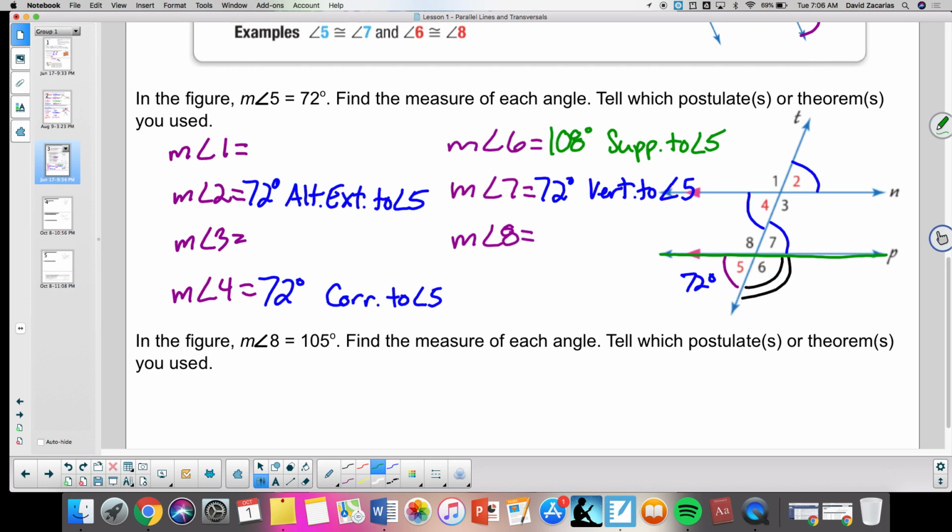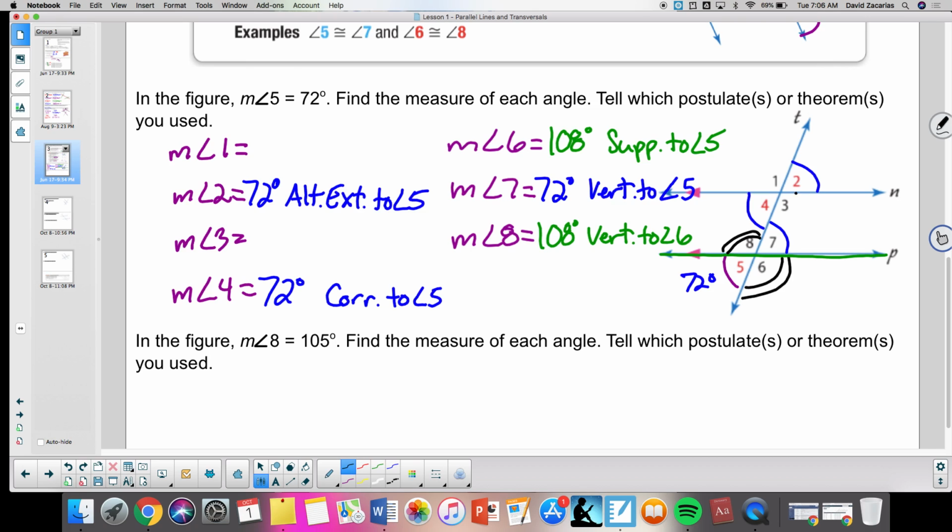And now that we know angle 6, that helps us find all the rest of them. Notice it's going to be one of 2 degree measures when those lines are parallel. Well, angle 8 is vertical to angle 6. And vertical angles are always congruent, so we know that's also 108 because it's vertical to angle 6.